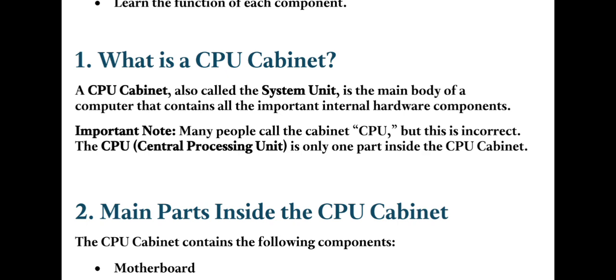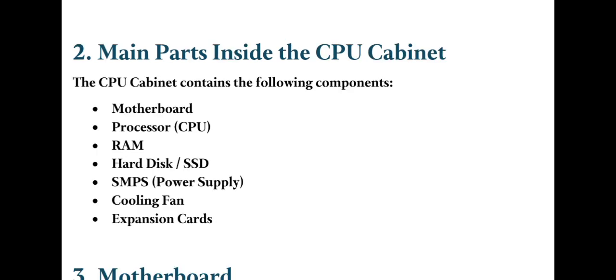The CPU is only one part inside the CPU cabinet, called the processor. It is the main part inside the CPU cabinet. The CPU cabinet contains the following components: motherboard, processor, RAM, hard disk, SSD, SMPS, cooling fan, expansion card.